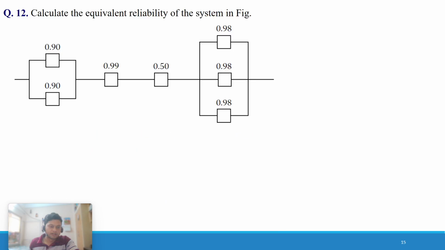One question is left. So let us solve the last problem of today's session. This question also belongs to series parallel combination of these reliability problems. In this problem, you have to calculate the equivalent reliability of the system shown in the figure. Just start individually, like here, divide it for this parallel configuration. Let's take it as R equivalent 1.